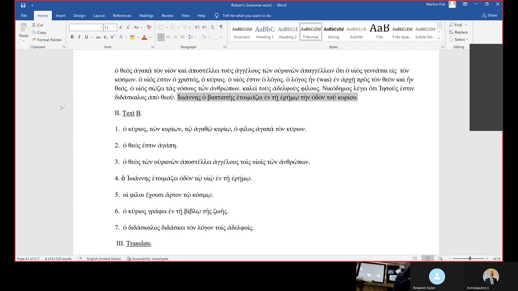Get to you again, Benjamin. You got another long one. Okay. Ioannes ho baptistes etoimazei en te eremo ten hodon tu kuriou. And I said, John the baptizer prepares in the wilderness the way of the Lord. Okay. That's a very interesting study in itself, preparing the way. That's a good translation. John is in the wilderness and he's preparing the way of the Lord.